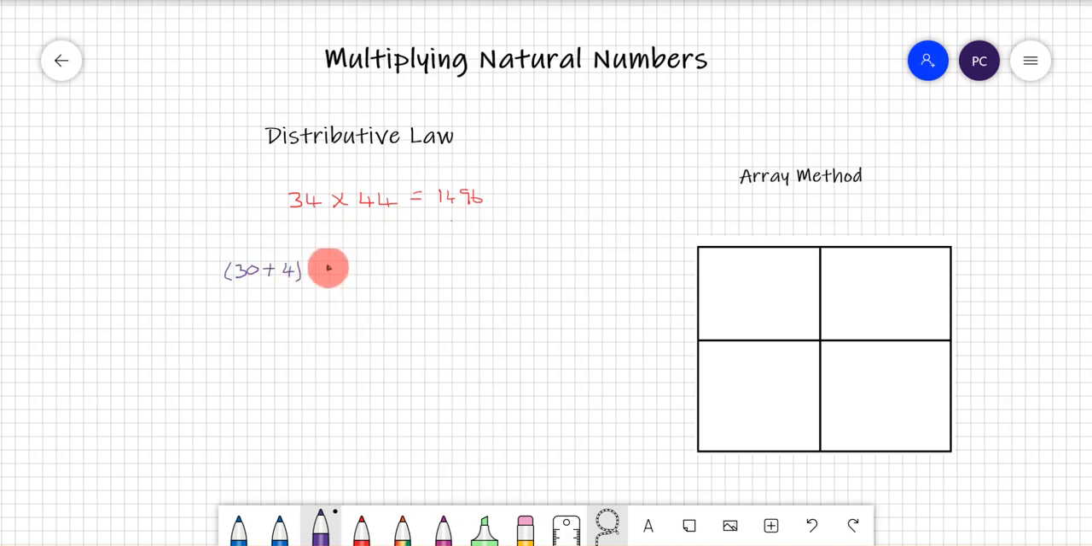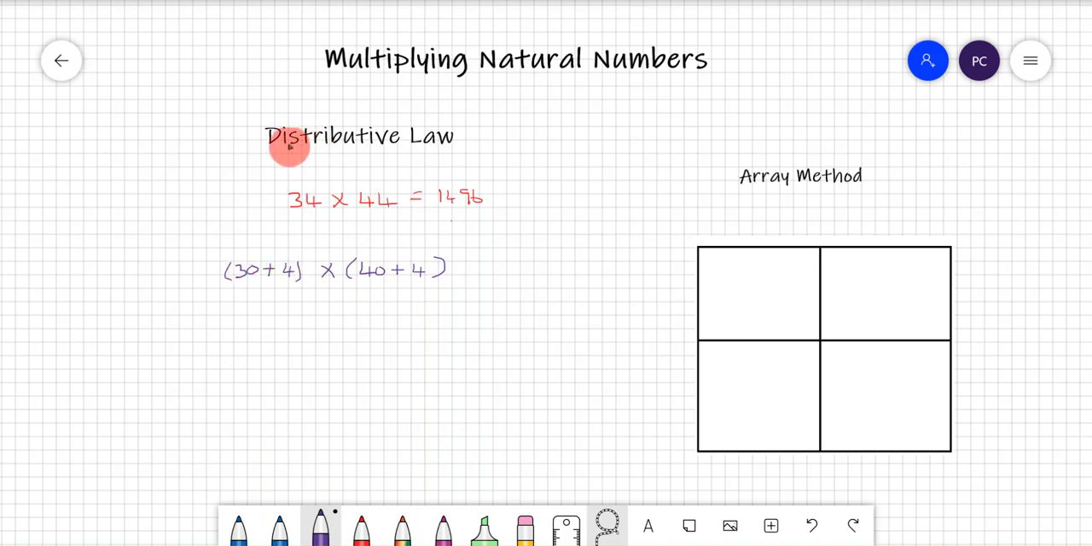Then we multiply that by 44, which we can again break into tens and units. It has 40 tens plus 4 units, like so. So what we've essentially done is rewrite these two numbers: 34 is 30 plus 4, and 44 is 40 plus 4. We're splitting each into its tens and units.